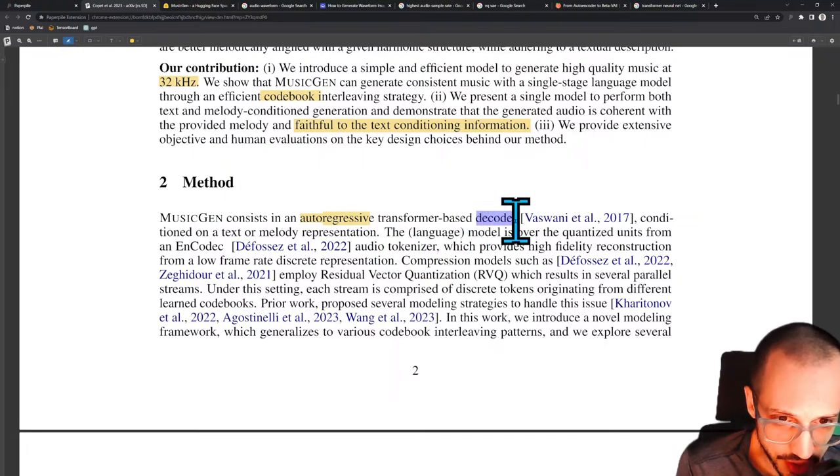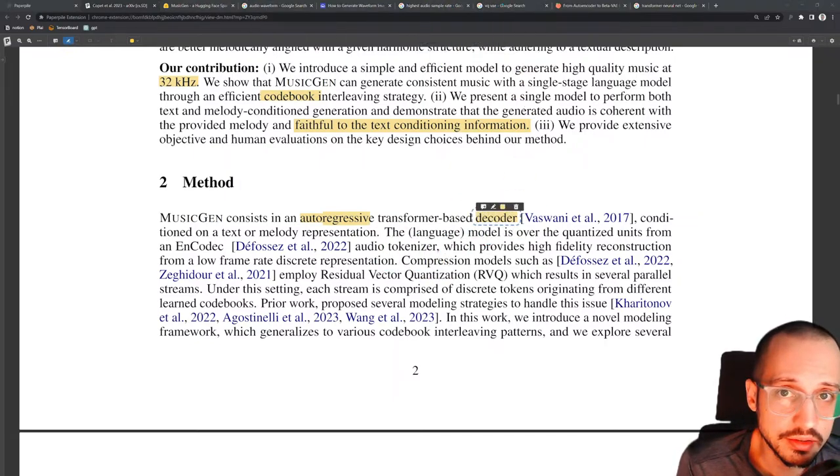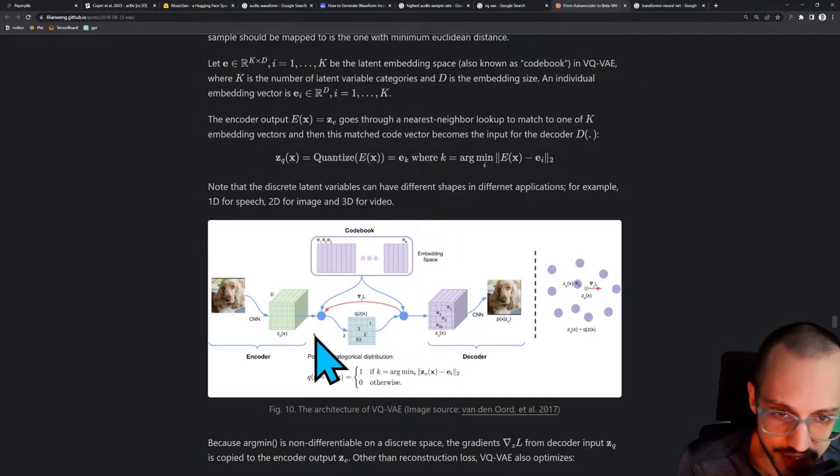And decoder is what we were just talking about, right? You basically have an encoder, which goes from a high-dimensional data space into a latent vector, and then you have a decoder, which goes from this latent vector back into a high-dimensional space.